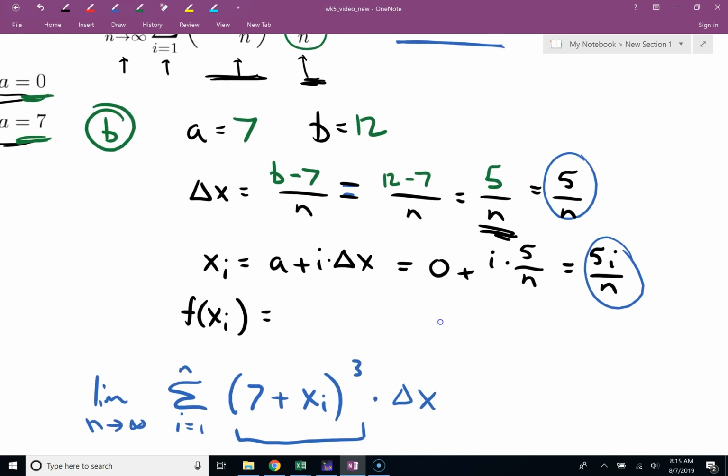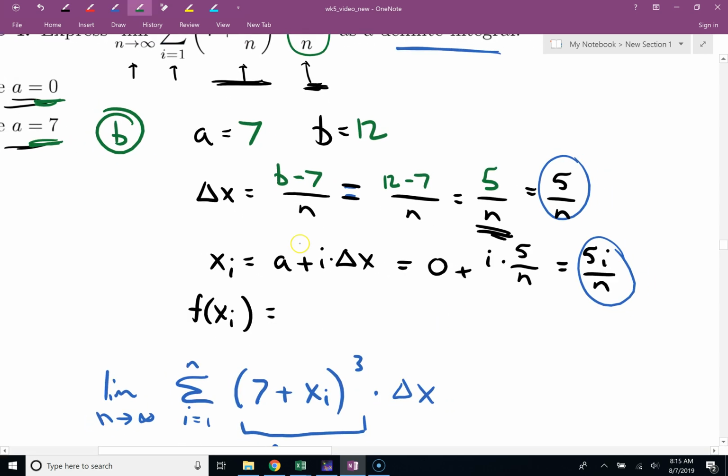We also have our x sub i's changing a little bit. So instead of 0 here, remember now we're going to have 7. That's our a value. And so our x sub i's look like 7 plus 5i over n.